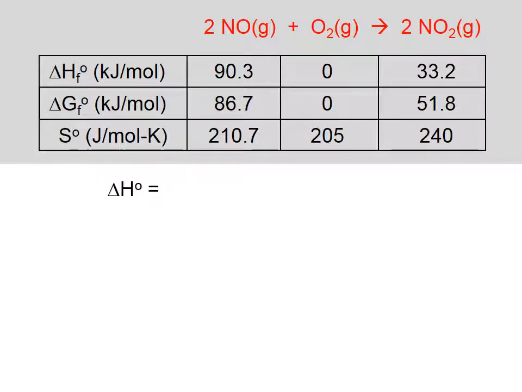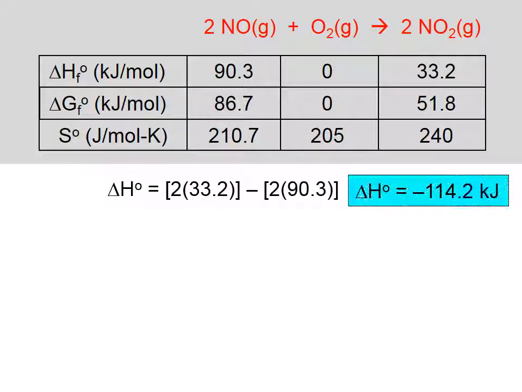Let's show our work here. Delta H naught is going to be products minus reactants. We take the coefficients in the equation, multiply them by the delta HF naught values that we looked up. So 2 times 33.2, that's the products. We can skip the oxygen because it has a value of 0, minus 2 times 90.3. That gives us our delta H naught of negative 114.2. Is this exothermic or endothermic? And we say exothermic because that sign is negative.